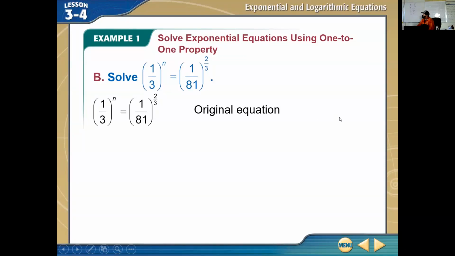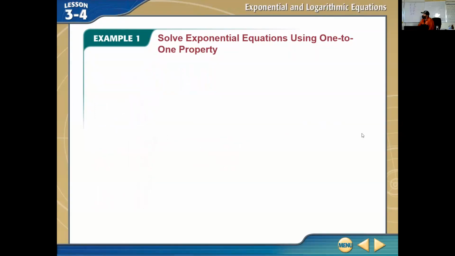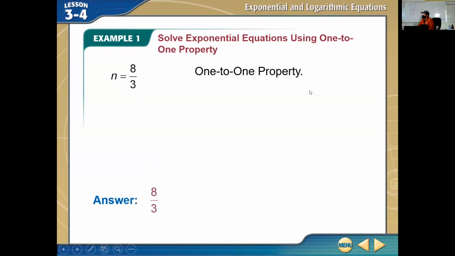We have the original equation. We substitute in. Power of a power to multiply our two exponents. The one-to-one property reduces it down and allows us to remove our base. And we get our answer as 8/3.